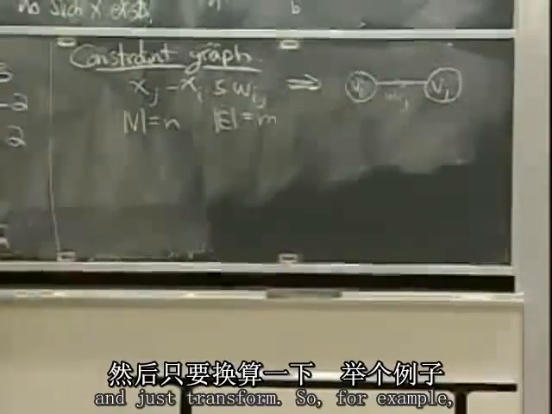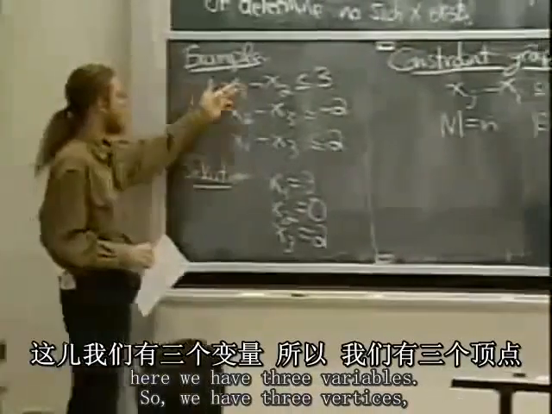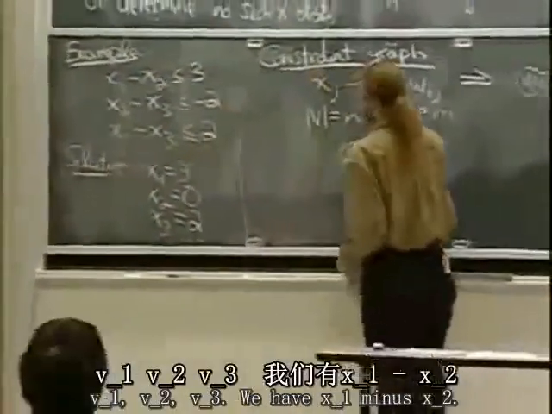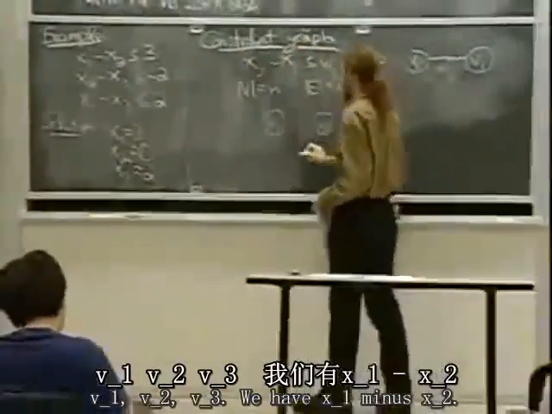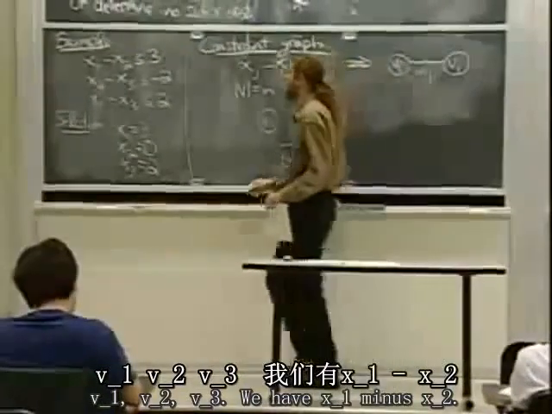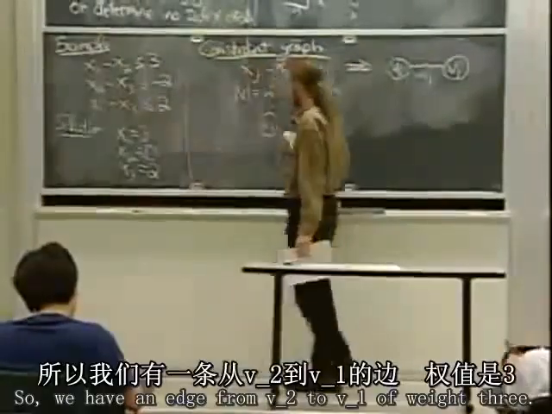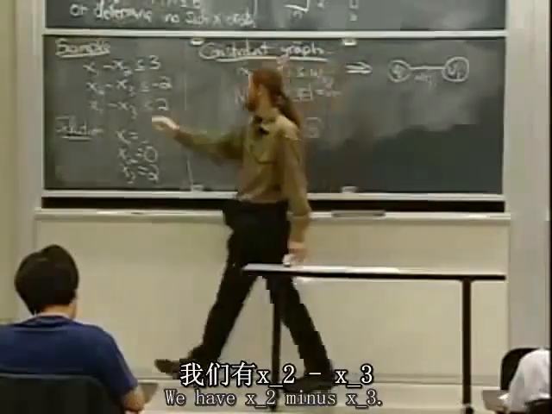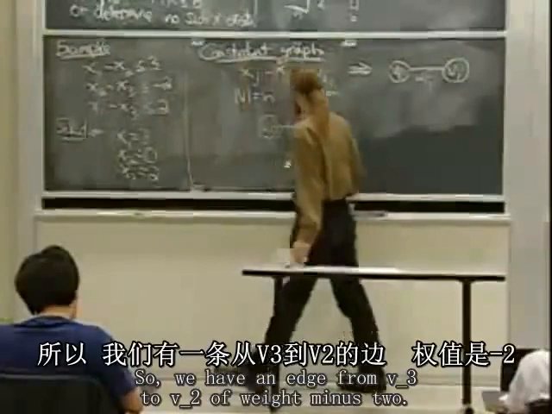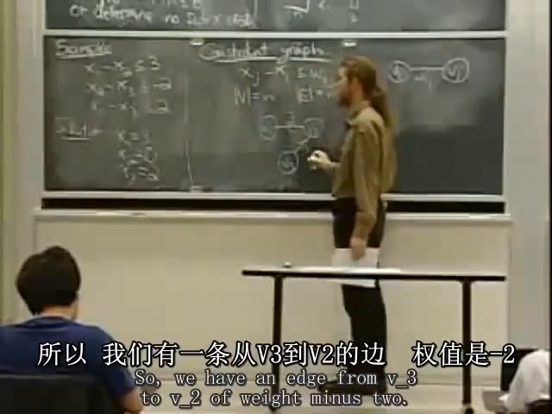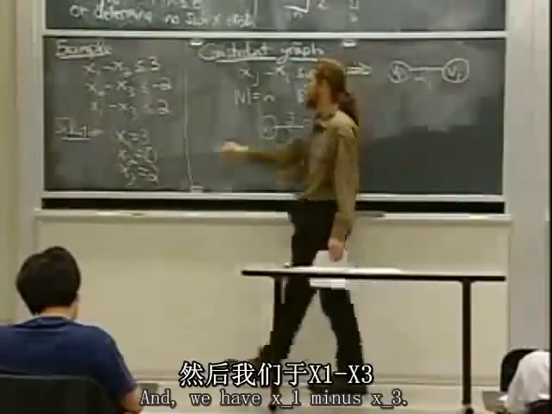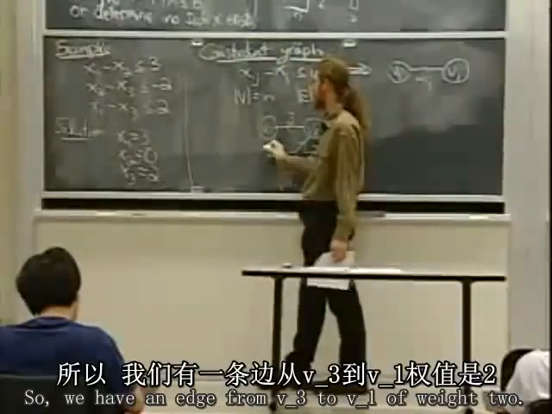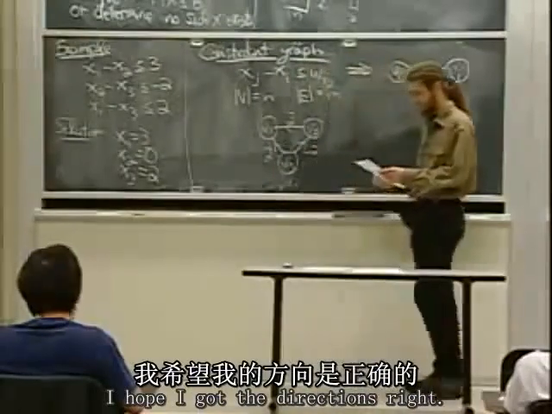And just transform. So for example, here we have 3 variables. So we have 3 vertices, v1, v2, v3. We have x1 minus x2, so we have an edge from v2 to v1 of weight 3. We have x2 minus x3, so we have an edge from v3 to v2 of weight minus 2. And we have x1 minus x3, so we have an edge from v3 to v1 of weight 2. Make sure I got the directions right. Yep.